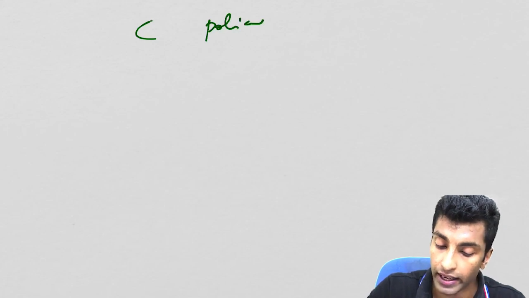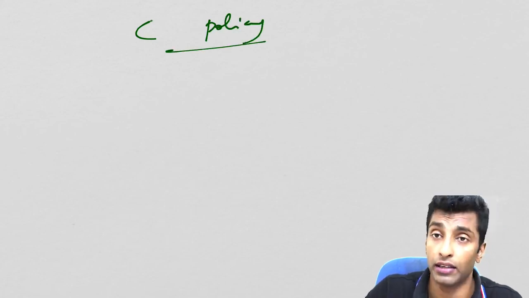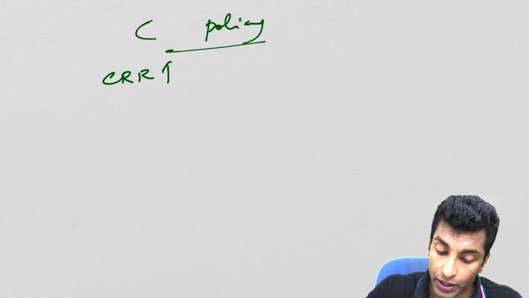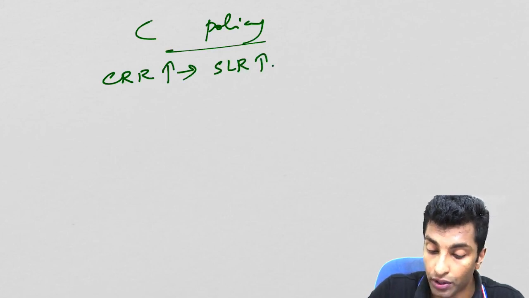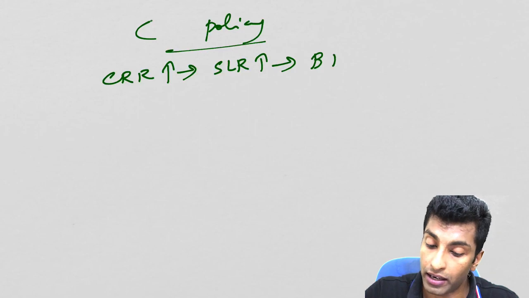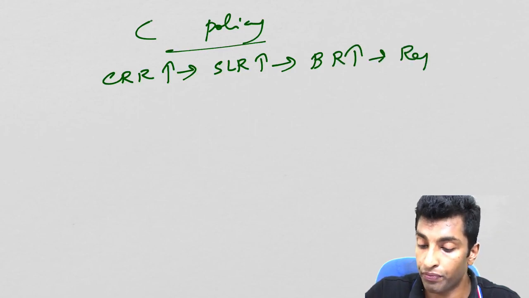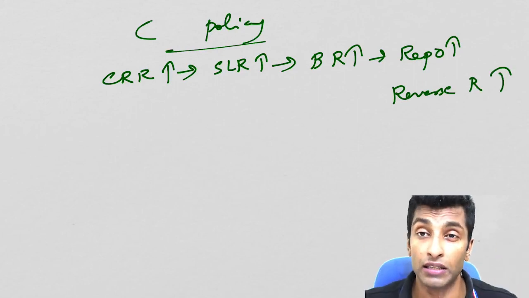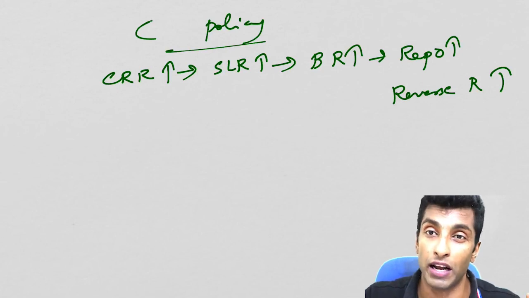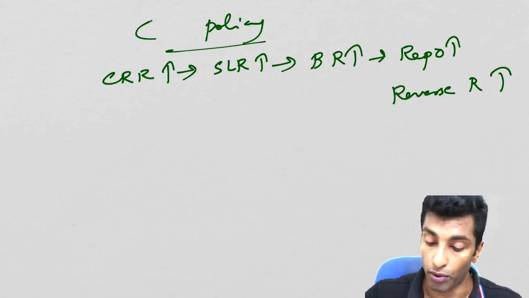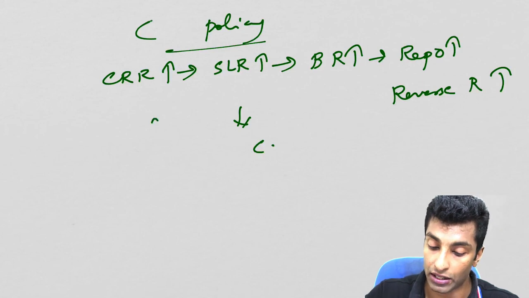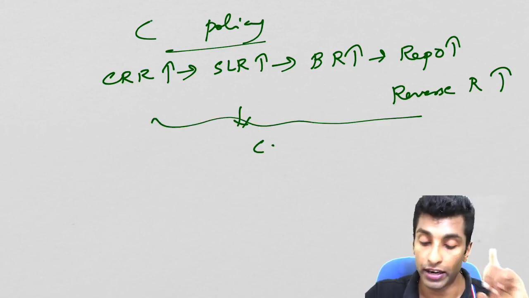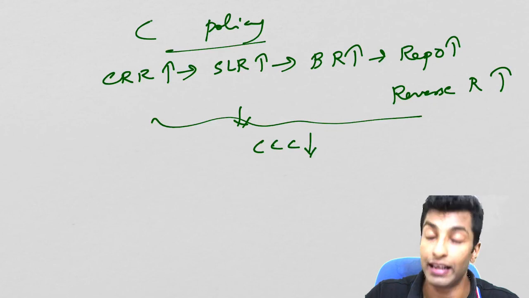Now, what is the reverse, the contractionary policy? In case of contractionary policy, what you need to do with interest rates? CRR, you need to increase. SLR, you will increase. Bank rate, you will increase. Repo, you will increase. Reverse repo, you will increase. All the rates will increase. That means money becomes dearer. So dear money policy. Cost of money will be more. So what will happen? Credit creation capacity of banks will decrease.